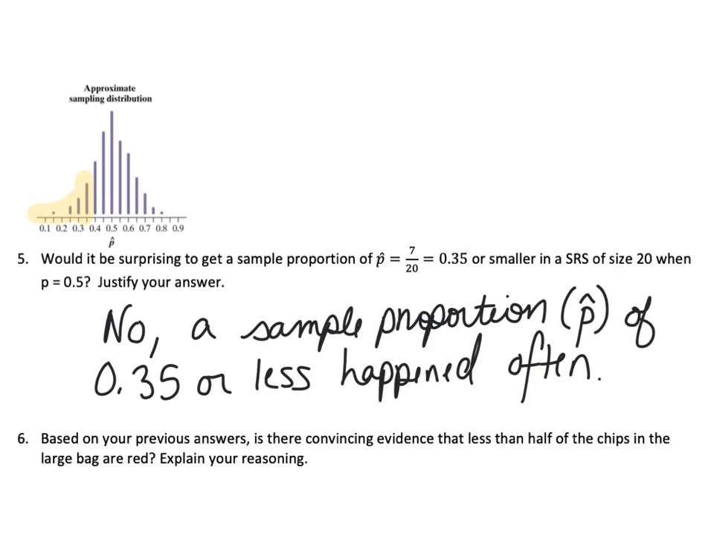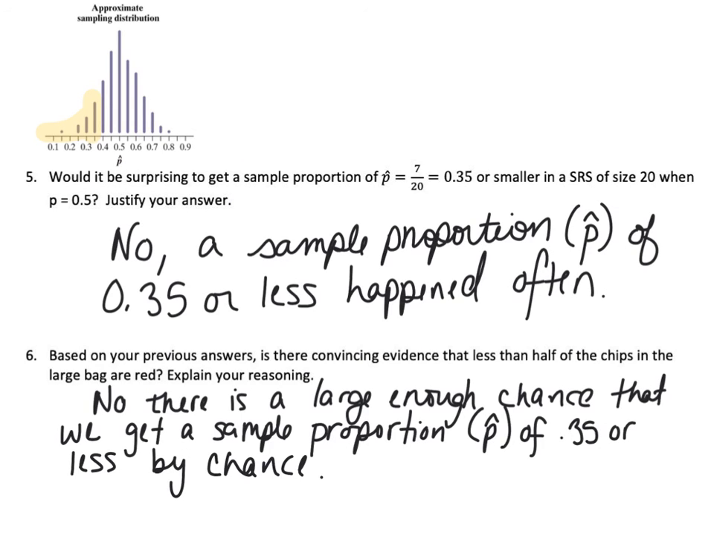So based on these previous answers, is there convincing evidence that less than half of the chips in the large bag are red? Explain your reasoning. So take a second, think about this. And we've kind of stated it already, but I would say no. There's a large enough chance that we get a sample proportion, which we call p hat, of 0.35 or less just by chance. Now, if it were out here, that she had drawn her sample, would that be unusual? That possibly might be unusual, but we would have to really calculate it, which we'll learn to do, to see if it's really statistically significant.